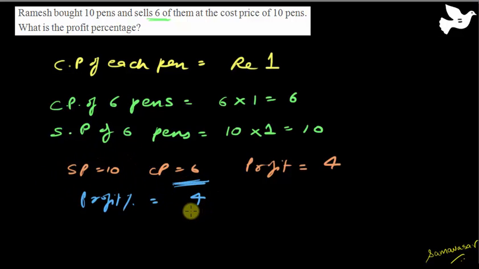Profit percentage is 4 over 6 into 100, which is equal to 66.66%.